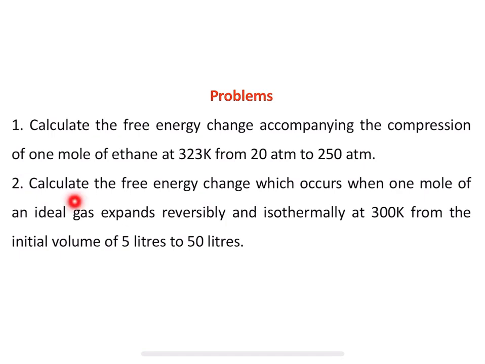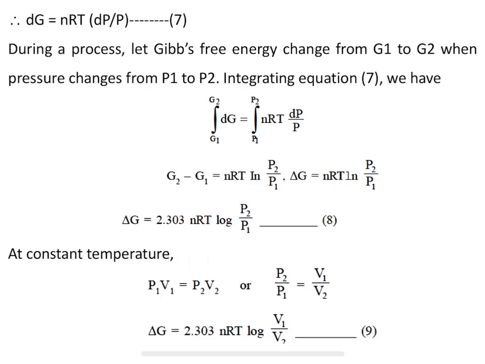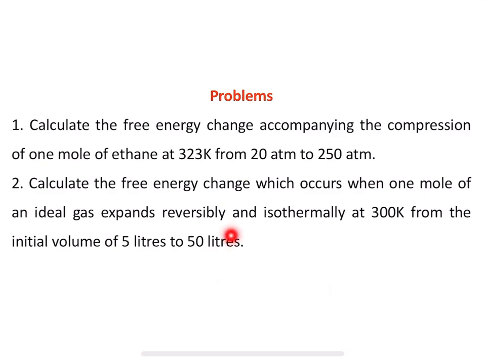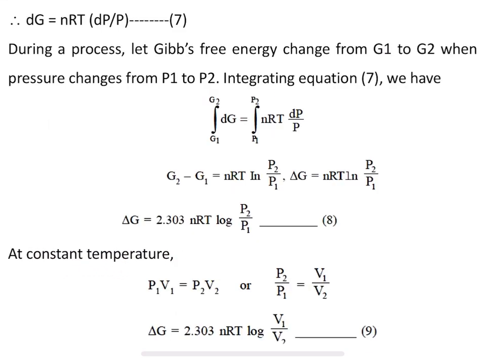In the same way, the second problem is: calculate the free energy change which occurs when 1 mole of an ideal gas expands reversibly and isothermally at 300 Kelvin from the initial volume of 5 liters to 50 liters. If you read this problem carefully, you will get an idea that you have to use equation number 9 here. Why equation number 9? Because he has given the initial volume of 5 liters to 50 liters. Volume is given in this problem and the rest of the things are the same. So to solve it we use equation number 9.